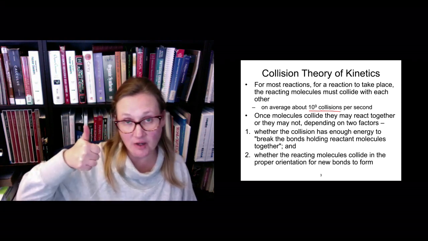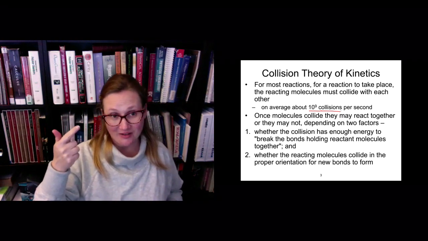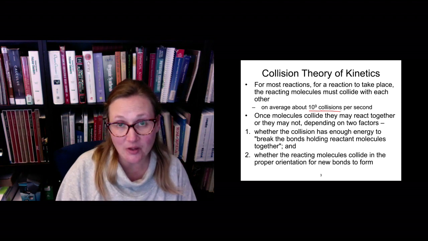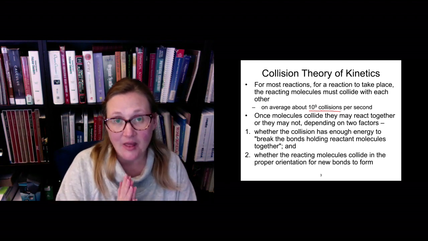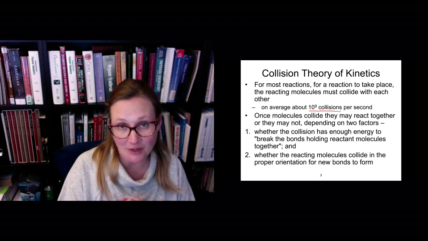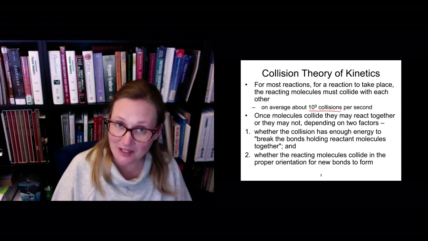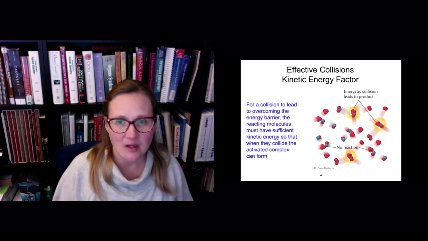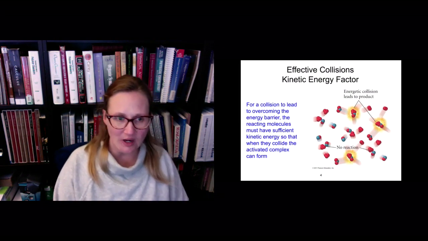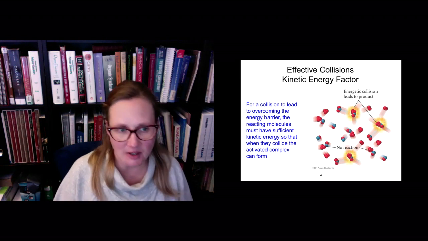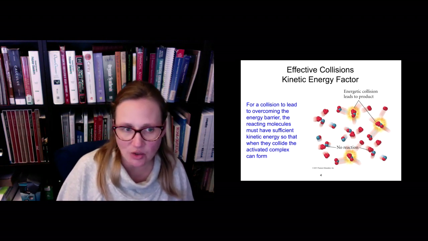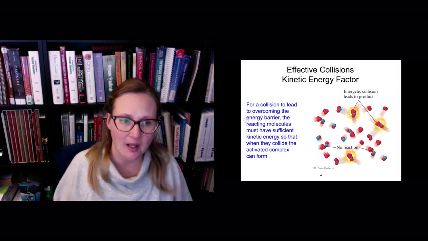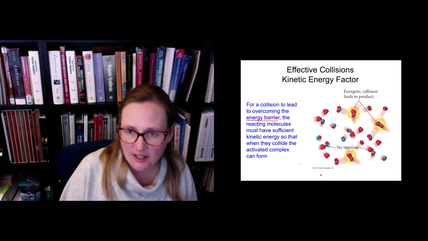So, is there enough energy, and are they in the right orientation? The collision theory really comes down to those two things. If two molecules collide, they must have the appropriate energy and they must be in the right orientation. This is why many collisions do not result in reactions. Here we have all our molecules floating around, and lots of collisions are happening. For a collision to overcome the energy barrier, remember that energy barrier is our activation energy, they must have sufficient kinetic energy.